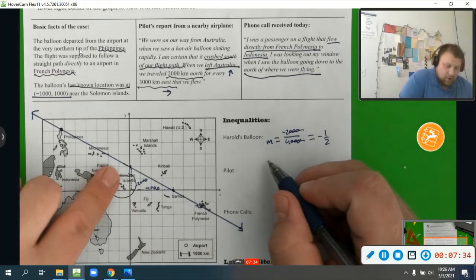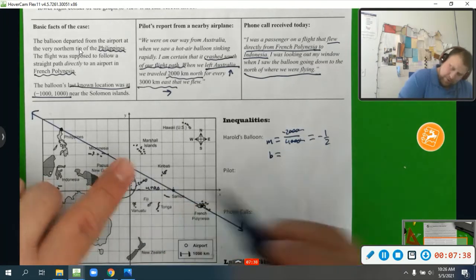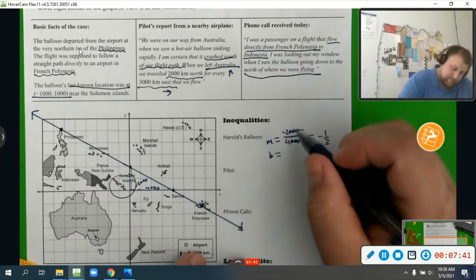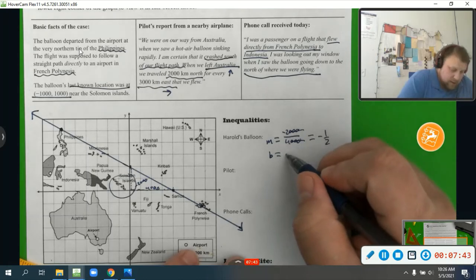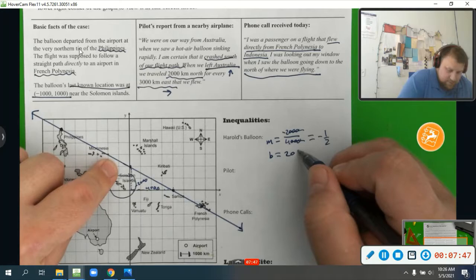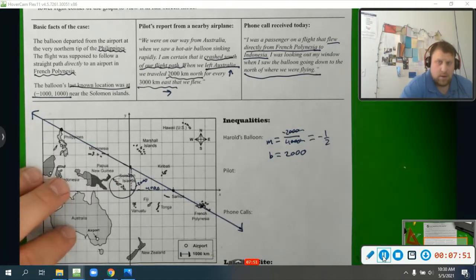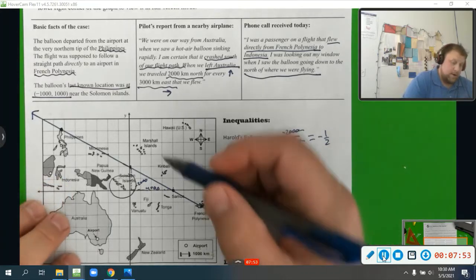Now, we're also given our b value, aren't we? Because our b value is just where it crossed through. It is at b equals positive 2,000. Sorry, I had an interruption. So where was I? All right.